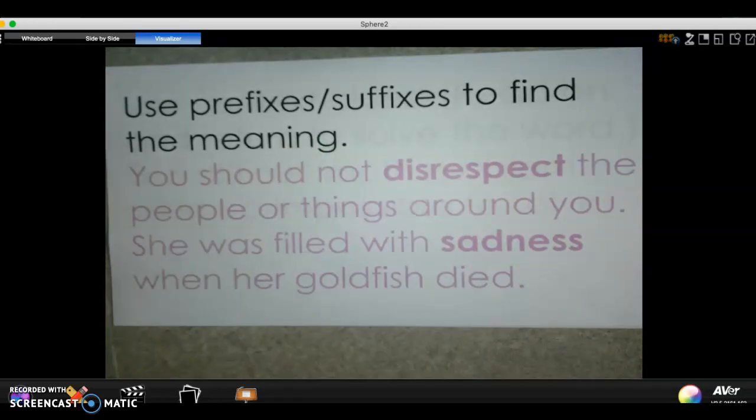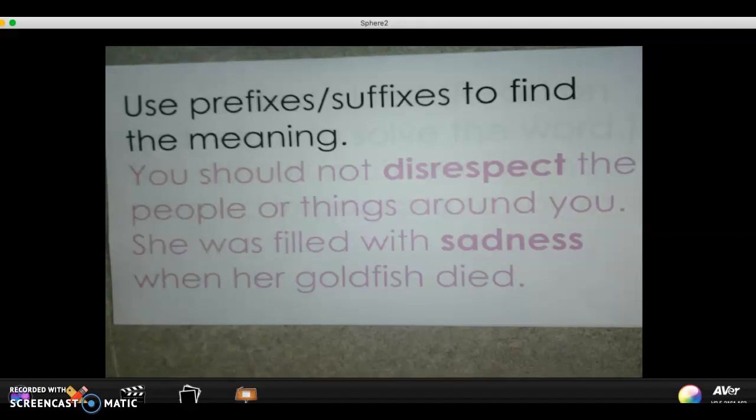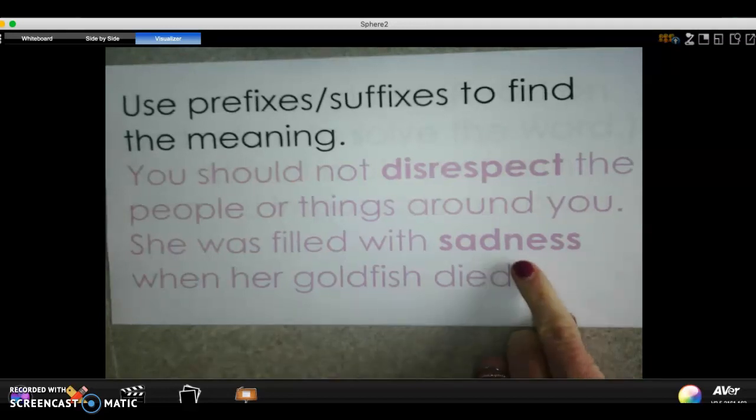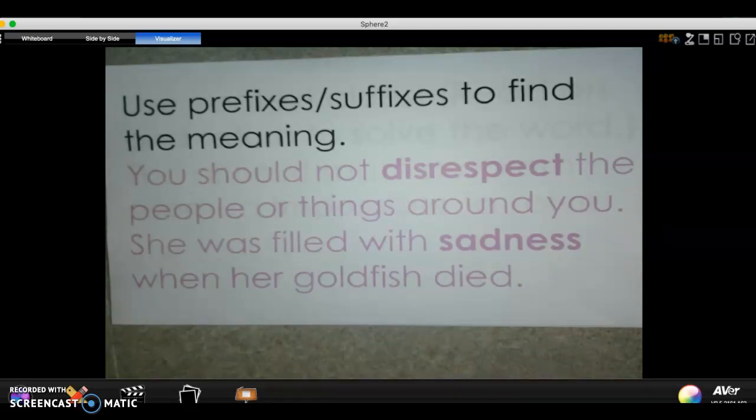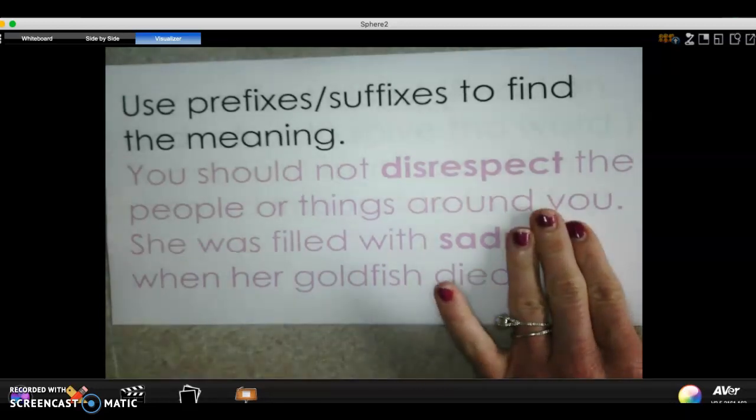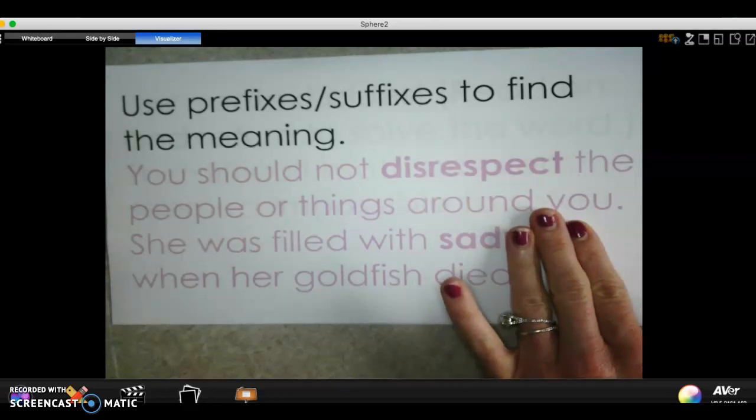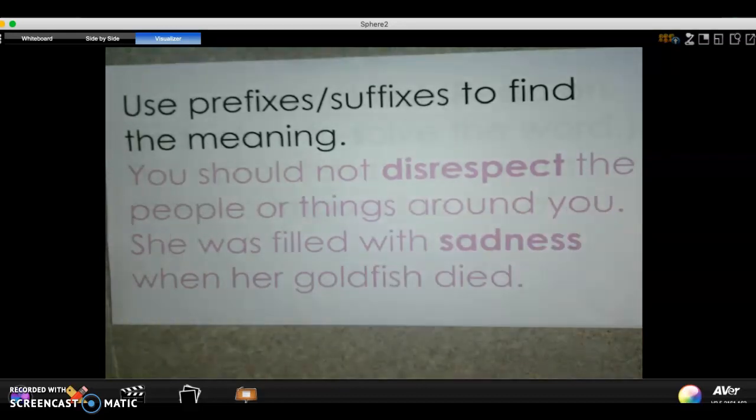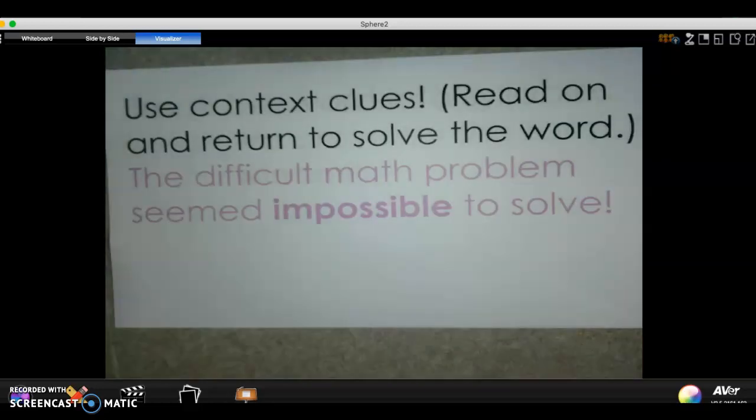Let's try it with the suffix. She was filled with blank when her goldfish died. Oh, I know that ness means to be filled with something or to have it. So once I cover up ness, oh, I know a 3-letter word, sad. She was filled with sadness when her goldfish died. That was easy.